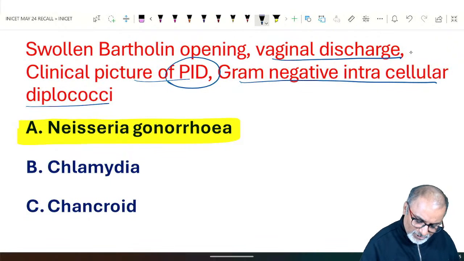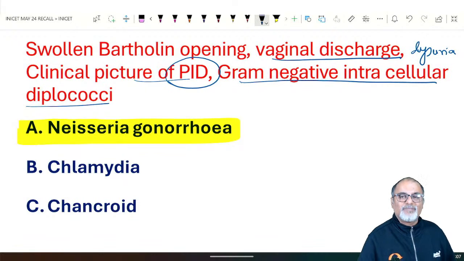Very good. I can add dysuria. Dysuria, vaginal discharge, even sometimes rash also they can give. Septic arthritis they can give. These are all the features. Good.